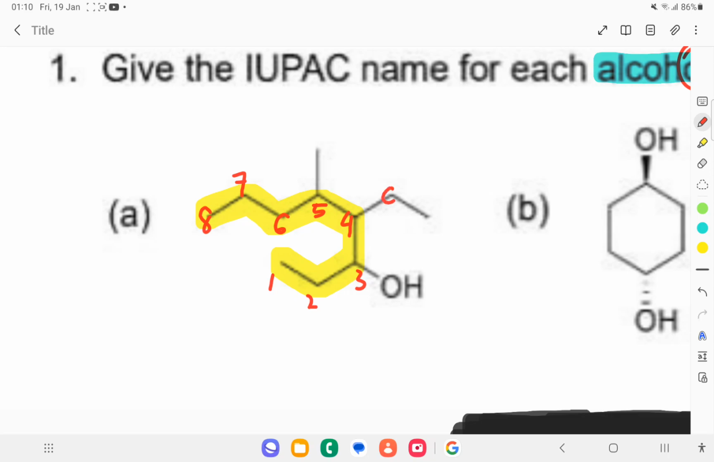This is CH2 CH3, so this is CH3. The other substituents, we got 2 substituents here for question A. This is ethyl, 2 carbons, and this is methyl, a 1 carbon substituent.